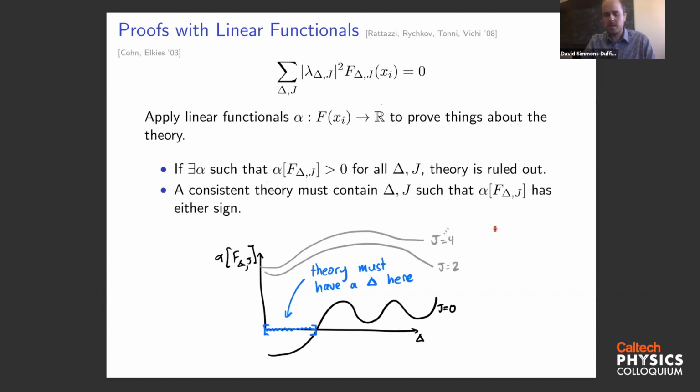An example of where this is useful is, suppose you can construct a functional that's mostly positive. Here's an example functional. I'm plotting the action of the functional on this function f delta j of x as a function of delta. Let's suppose that it's positive for most of the j's, and at j equals 0, it's mostly positive, but then it has a little negative region here. Then you learn that the theory has to contain a scaling dimension in that negative region. Otherwise, it's not possible to satisfy the sum rule at the top of the slide. So the game becomes finding functionals that prove interesting things about the theory.